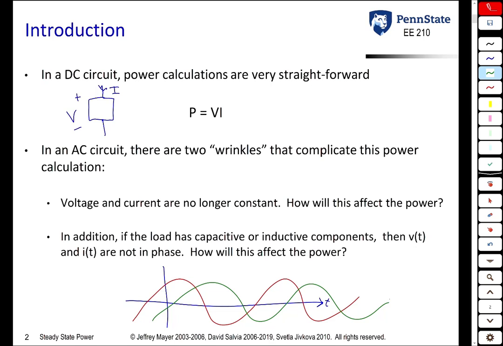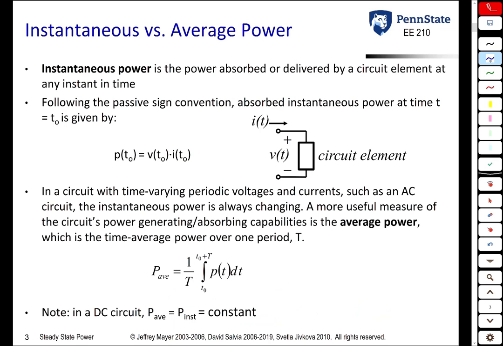Because the voltage and current are not maximum at the same time, could this affect the power? And we're going to see that both of these wrinkles here do affect the equations that we're going to get. So the first thing we need to do is to discuss the differences between what we mean by instantaneous power and what we mean by average power.